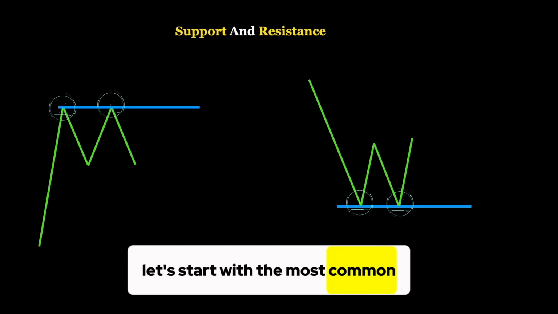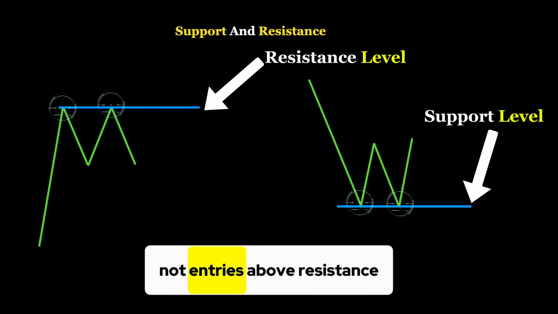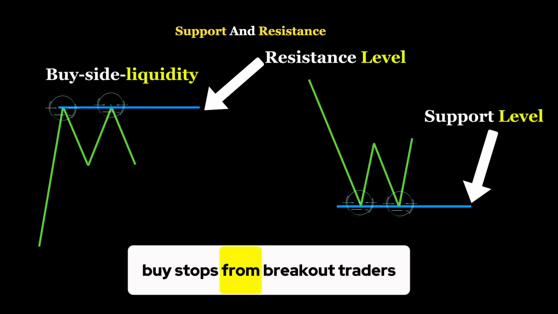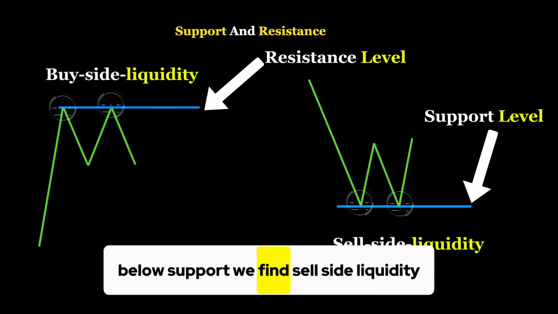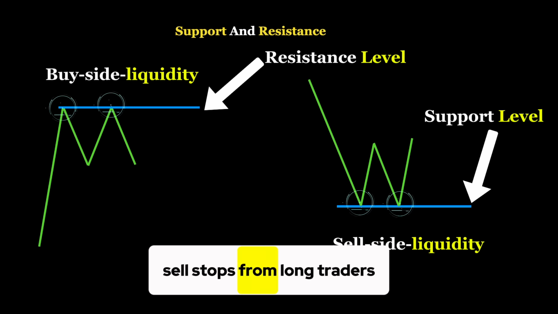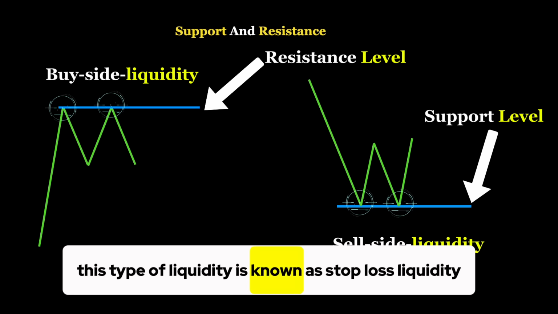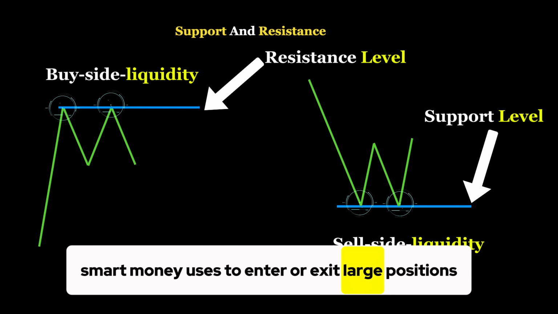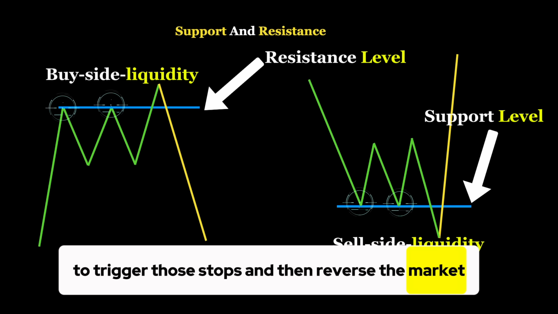Let's start with the most common, support and resistance. Most traders expect price to bounce from these levels. Smart money sees liquidity, not entries. Above resistance, we find buy-side liquidity: buy stops from breakout traders, and stop losses from short sellers. Below support, we find sell-side liquidity: sell stops from long traders, and breakout entries from sellers. This type of liquidity is known as stop-loss liquidity. It's the fuel smart money uses to enter or exit large positions. They drive price into these zones to trigger those stops and then reverse the market.